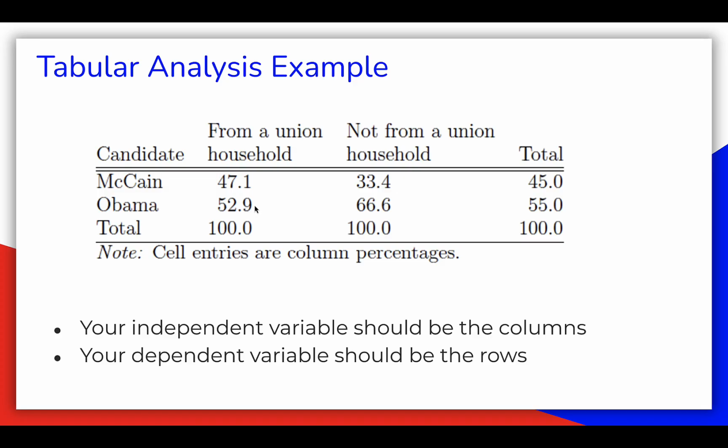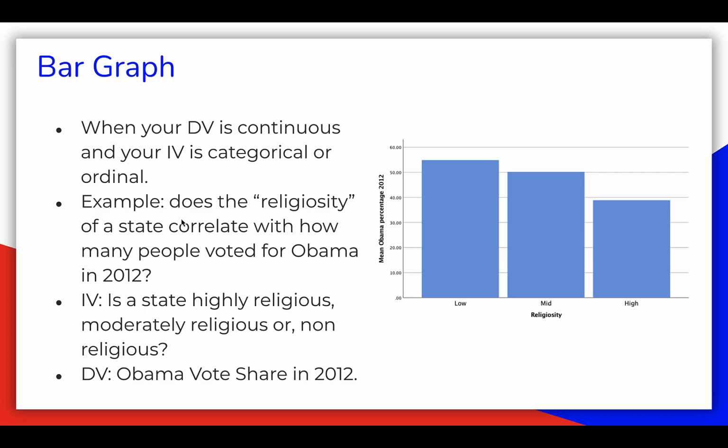Okay, so here our next example is bar graphs. Now you would want to use these when your dependent variable is continuous and your independent variable is categorical or ordinal. So an example that we have right here is, does the religiosity of a state correlate with how many people voted for Obama in 2012? So this is the percent of people who supported Obama in that state. And this is data from somewhere else. Our dependent variable is here and our independent variable is here.